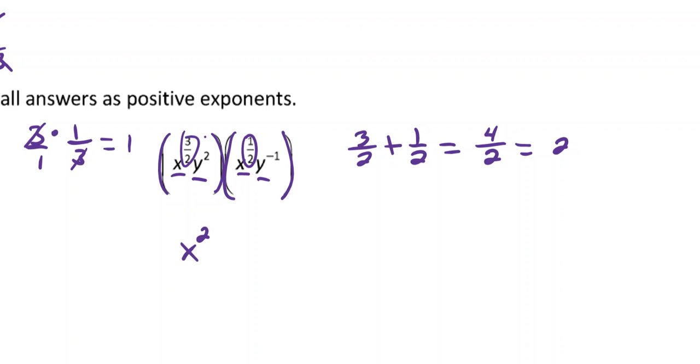Okay, so now our y to the power of 2 times y to the power of negative 1. We're going to add the exponents. So that would be 2 plus negative 1, or 2 minus 1 is 1. So that's all just y to the power of 1, or just y.